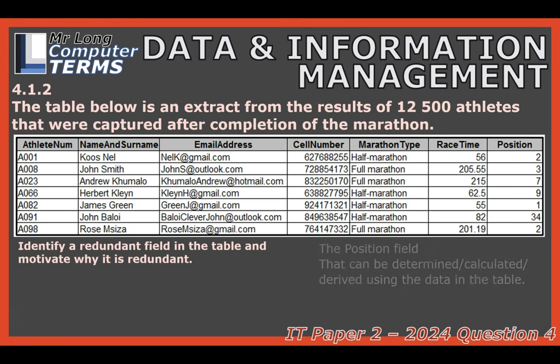So it's probably going to be the race time and the position. So if you've got the race time and we know that the smallest time is the best time, then we actually don't need the position. We can probably calculate the position based on the race time. So I would say that the position field is definitely redundant in this case. I would rather have race time. It gives me more information and we can calculate the position.